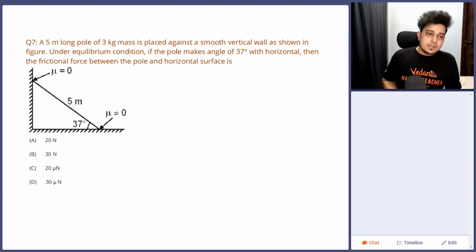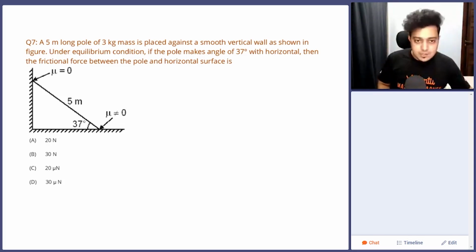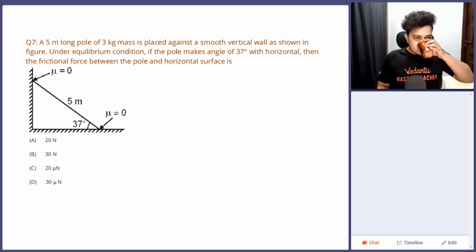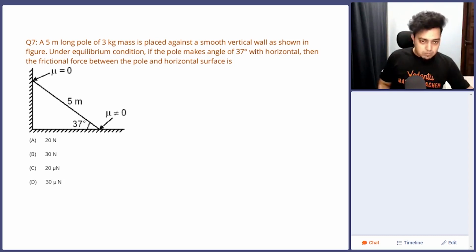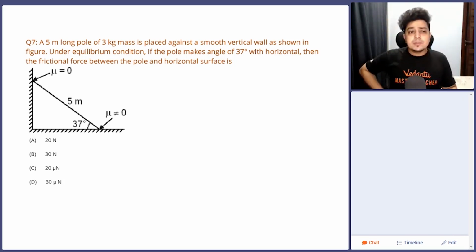A 5-meter long pole, mass 3 kg, is placed against a smooth vertical wall, as shown in the figure. Under the equilibrium condition, if the pole makes an angle of 37 degrees with the horizontal, then the frictional force between the pole and the horizontal surface will be. That is what we have to find out. Frictional force. And the important point is, under the equilibrium condition.